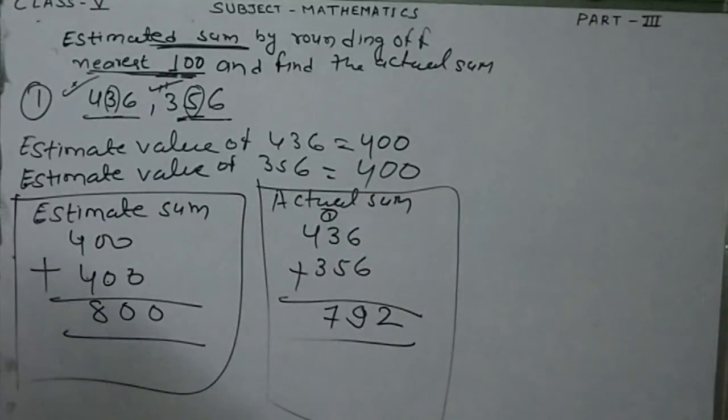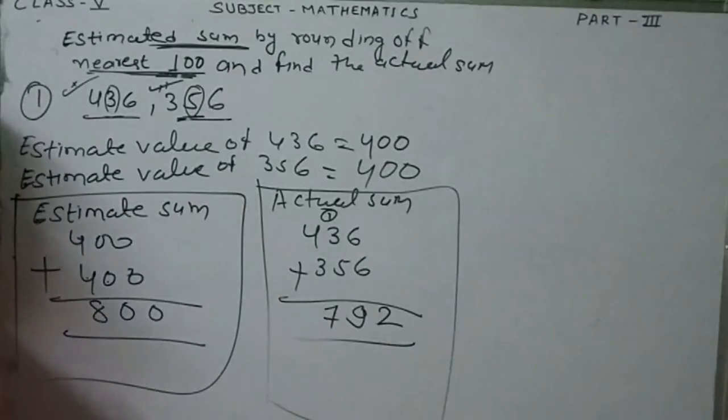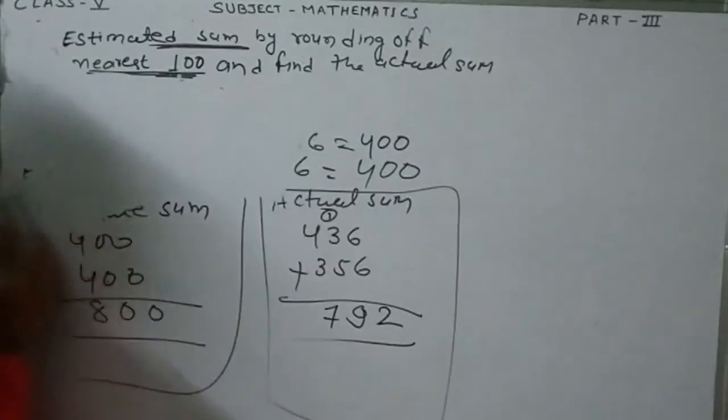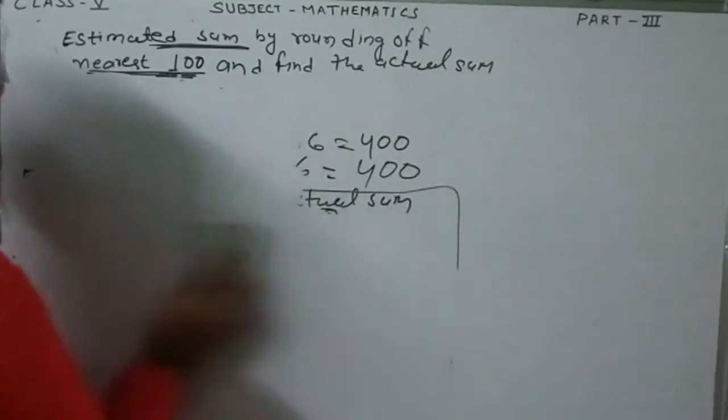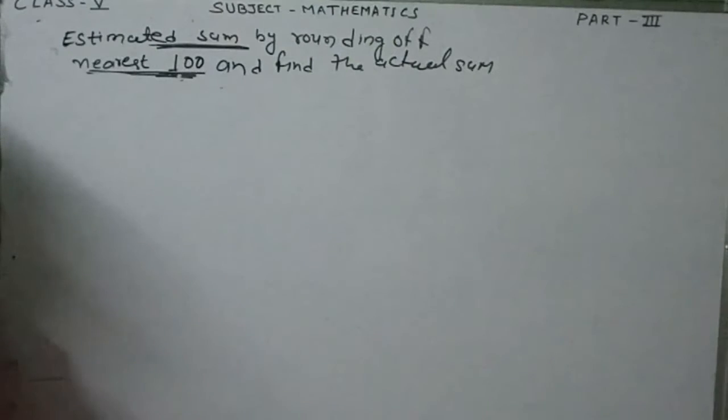From this method we will find all the answers of estimated sum by rounding to the nearest 10 or nearest 100. One more question is here: find the estimated sum by rounding to the nearest 1000. I informed you three types of questions arise here: nearest 10, nearest 100, nearest 1000. Next question is nearest 1000.